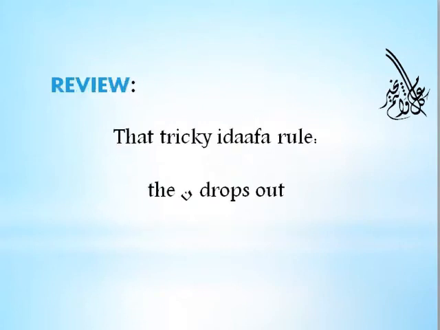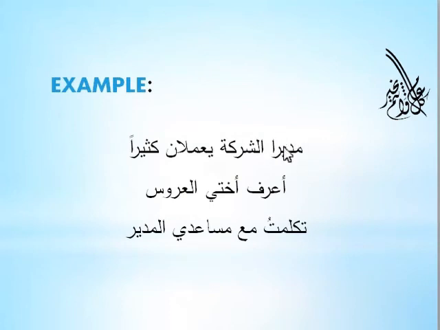No, what happens? The noon drops out in an idafa. When you see a weird ending like this, rather than just writing it off, you know a noon has dropped out. So this mudira is really coming from mudiran. If it just said mudiran, that would mean two directors. But it's in an idafa, so the two directors of the company, mudira asharika yamalan kathiran.